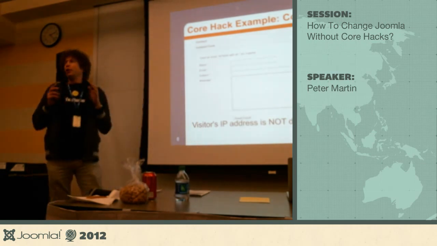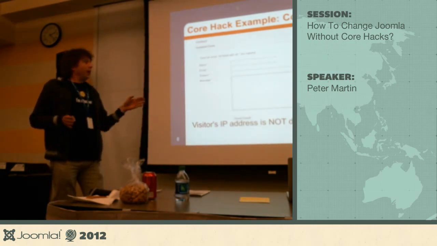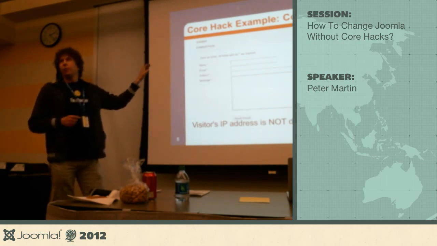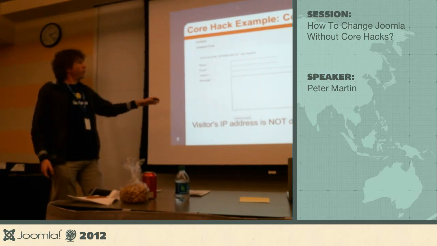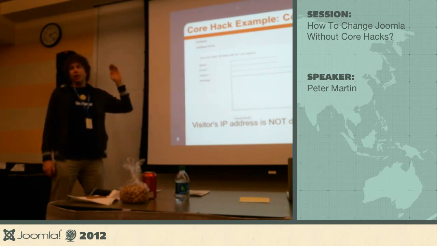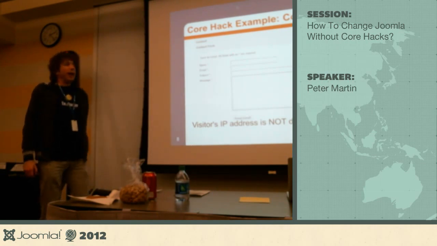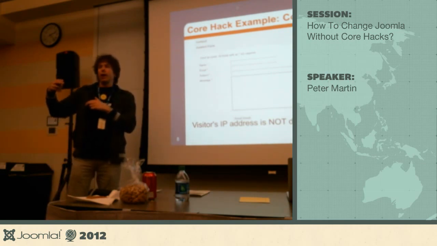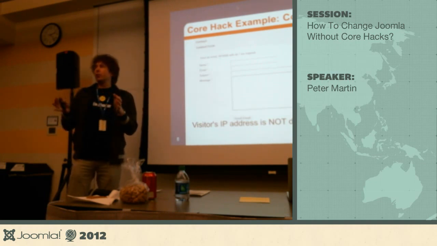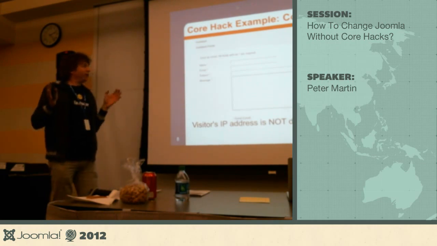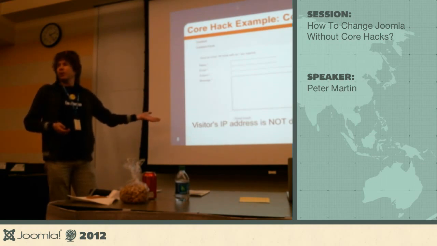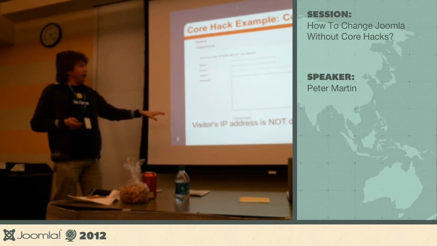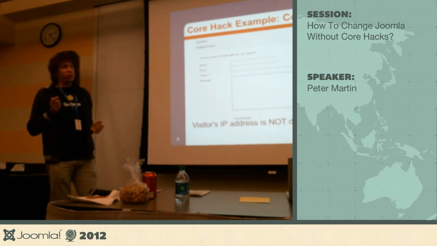A core hack you could use in Joomla is with the contact form, because Joomla's contact form is really nice. Your visitors can contact you, send you an email, and if you look in the source code of the email, you can see an IP address. The IP address in the source code of the email is the IP address of your server. So if you want to know the address of the visitor, it's not in the email. And if you want to have the visitor's IP address in the email, you can do something like this.